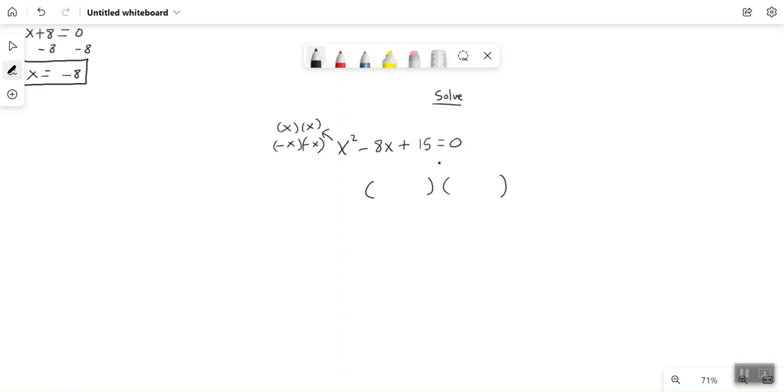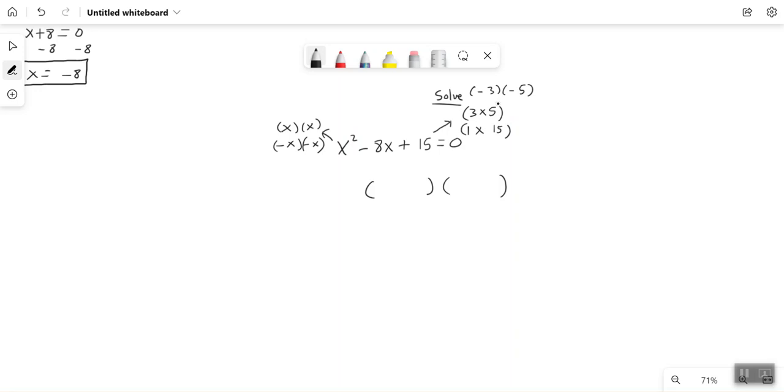Okay. And then what we do is we look at 15, and we think about what are the factor pairs for 15. So you have 3 multiplied by 5. Okay. You have 1 multiplied by 15. Okay, and do we have any other ones? Okay, so they're the main factor pairs. And then also as well, you would have, let's say, minus 3 multiplied by minus 5.